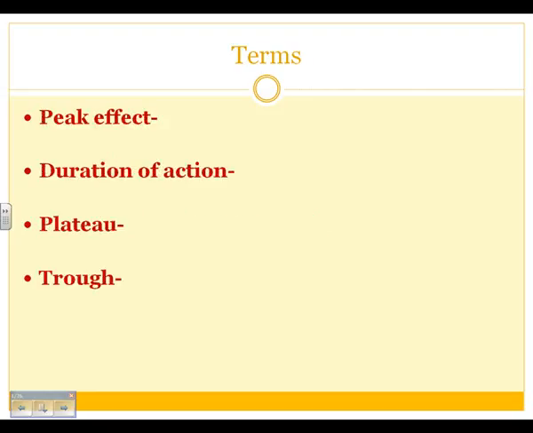Okay, some more terms we're going to talk about. Peak effect. Where is the peak of a mountain? The highest level. The highest level, okay? So the peak effect of the drug is the highest blood concentration of that drug. And sometimes you'll see it listed as highest serum concentration. The word serum refers to the bloodstream. So the highest blood concentration.